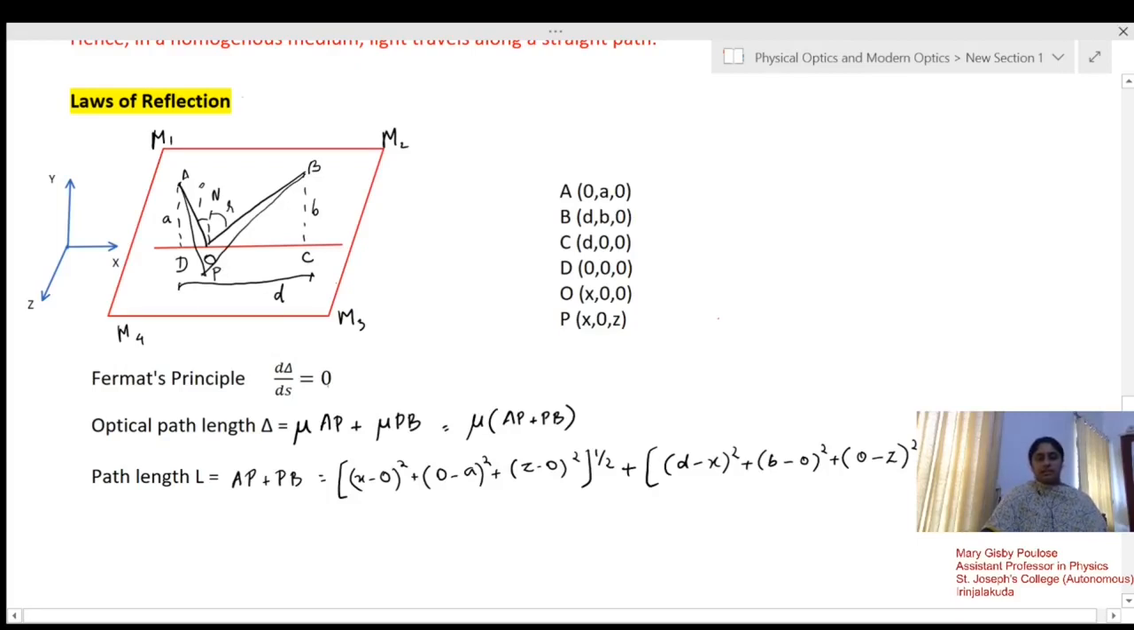Simplifying it, I can write L is equal to x square plus a square plus z square whole raised to 1 by 2 plus d minus x square plus b square plus z square whole raised to 1 by 2.